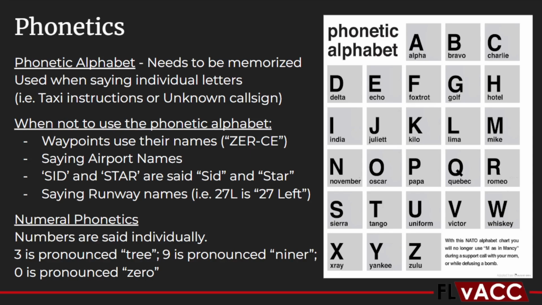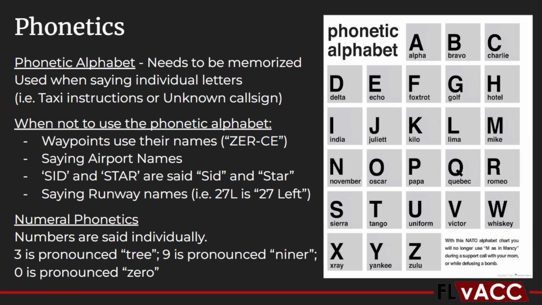If you ever need to say the abbreviations SID or STAR, they are pronounced as is, not phonetically. And with runway names, 27L would be runway 27 left, not 27 Lima. 27R would be 27 right, and if it existed, 27C would be 27 center.